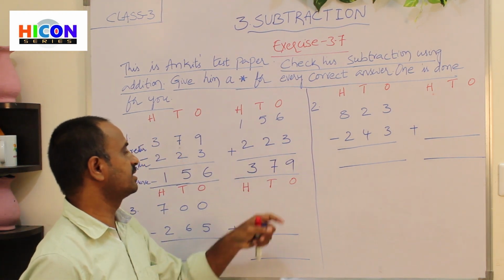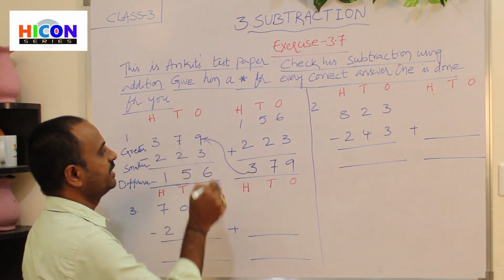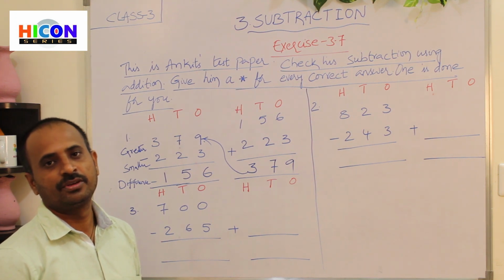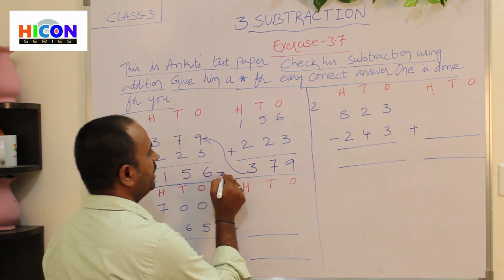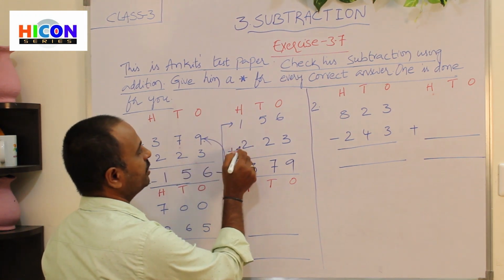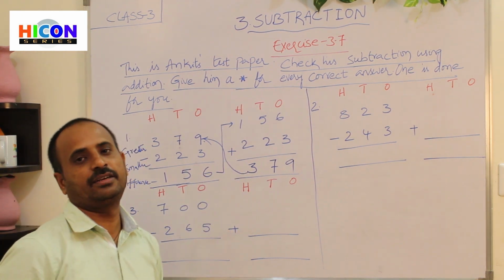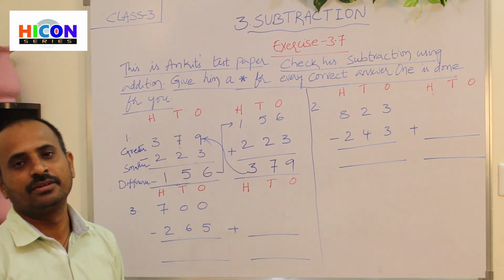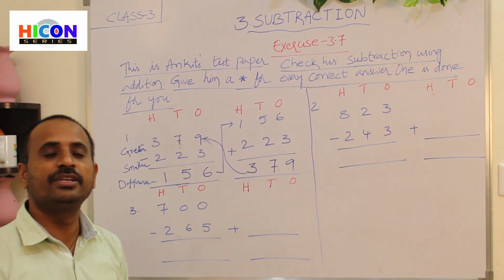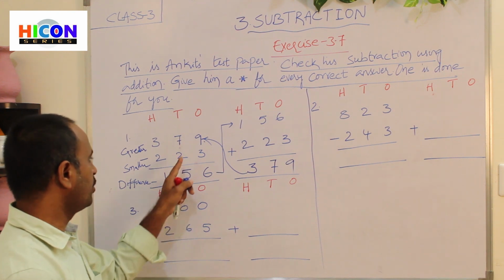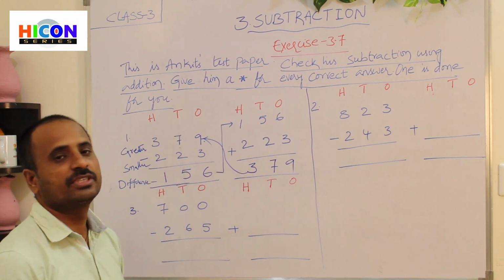So children, what number have we got? We have got 379. That is the greater number in the subtraction. So our subtraction is correct. Here we have added the smaller number to the difference, and we have got the greater number. Then our subtraction is correct and our answer is verified. So in this way we can verify our subtraction by using addition. While checking, we have to add the smaller number to the difference. Then we will get a greater number.